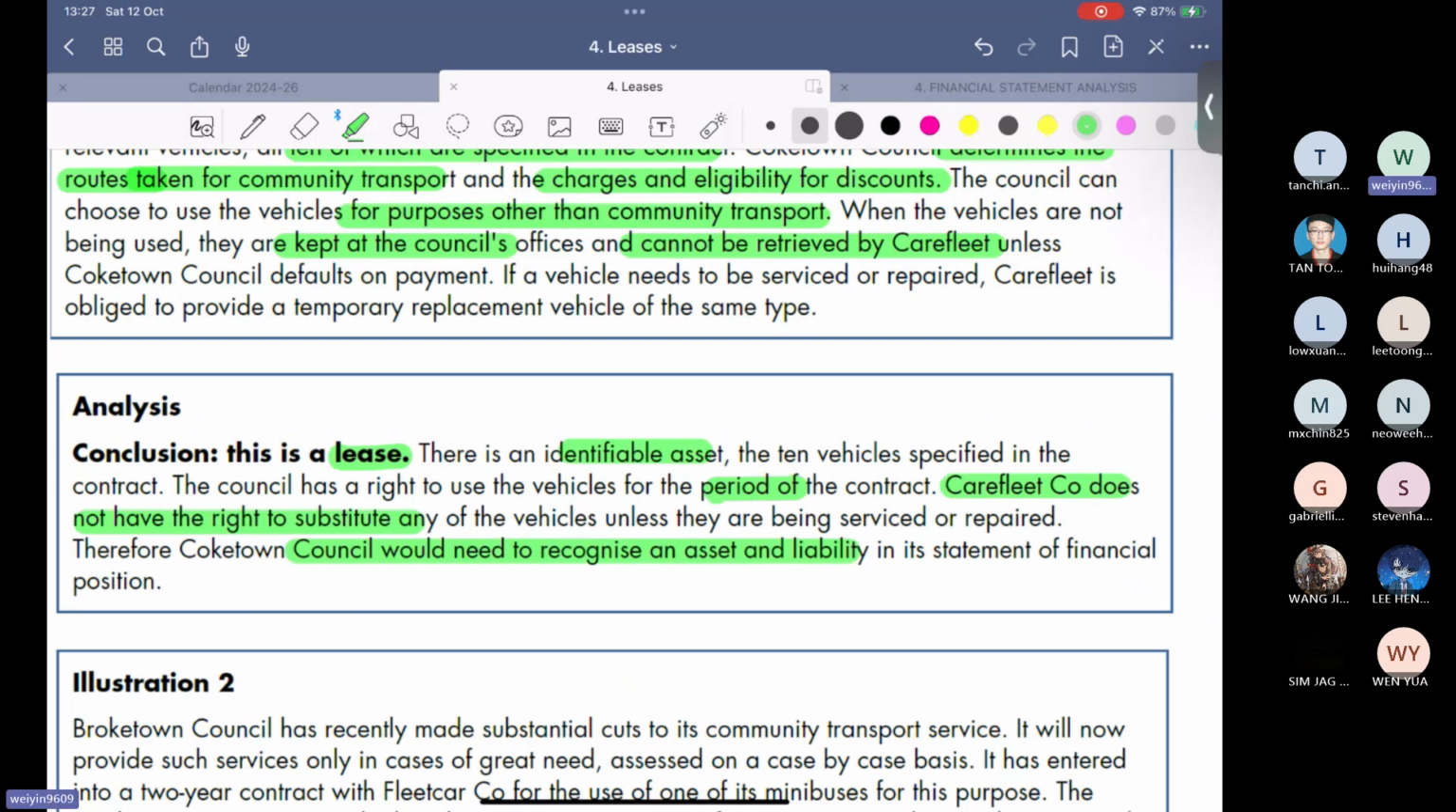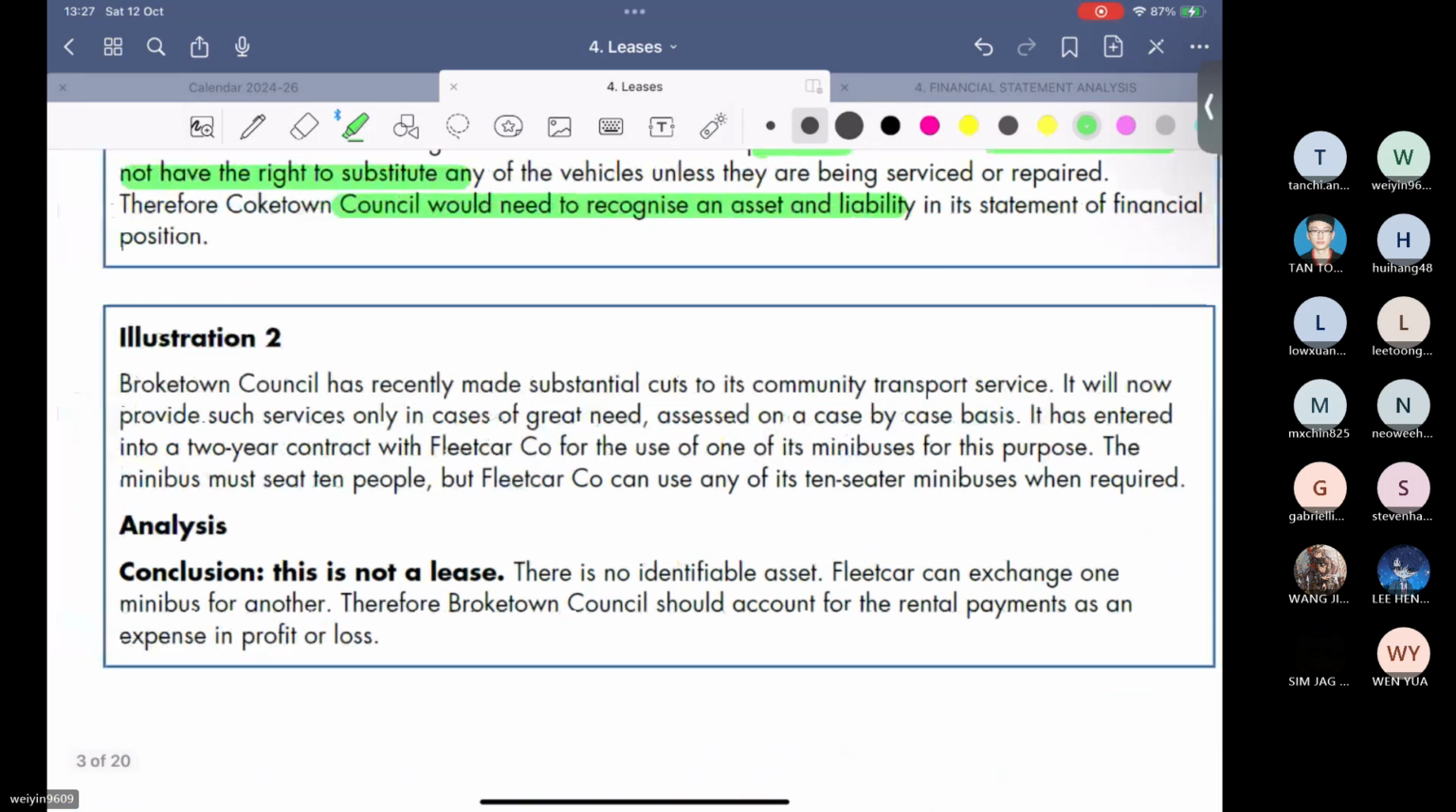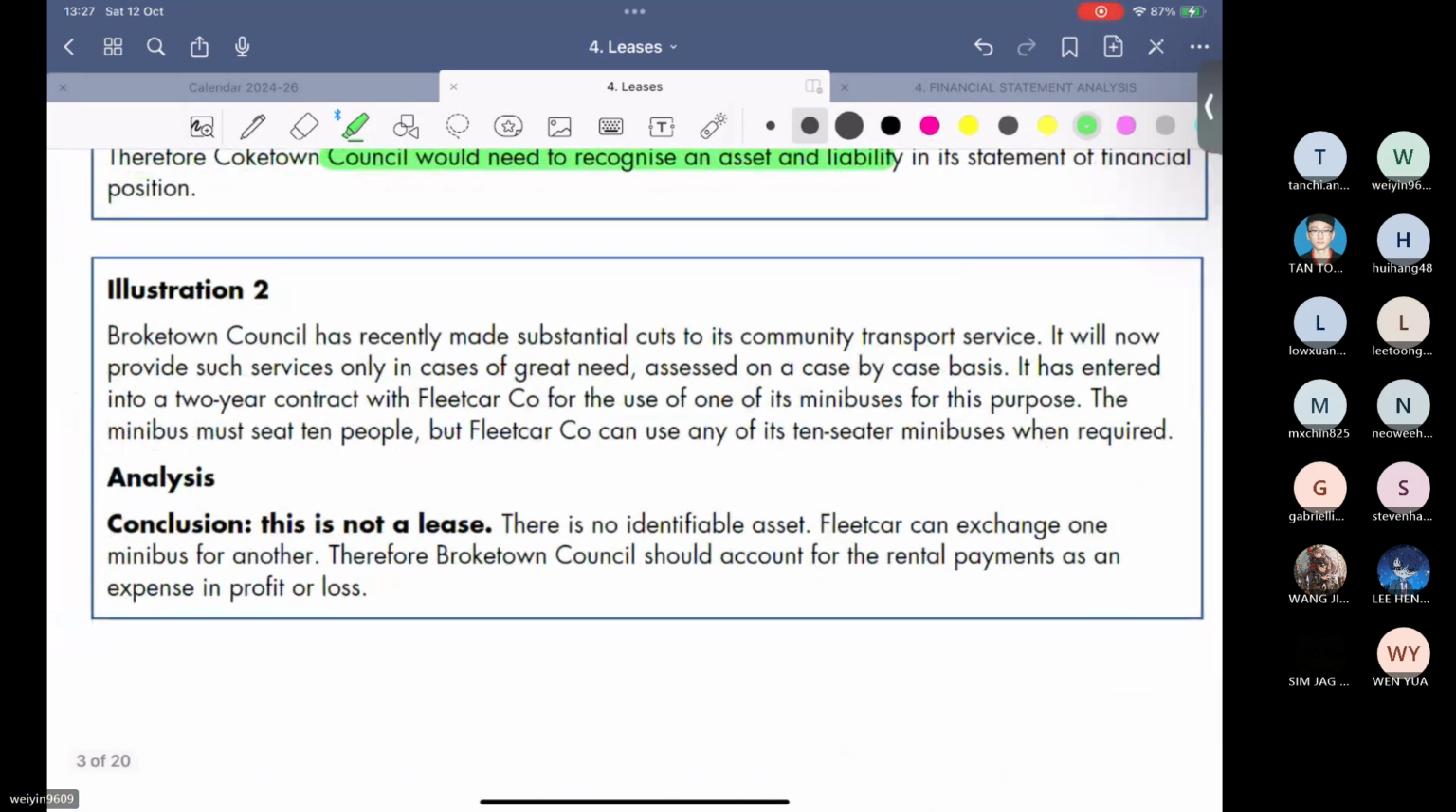So class, that's the reason I read the illustration with you, so that when you go for an exam, you really need to look at the words used by the question, because the words give you hints. Then you look at the second illustration. 2 minutes reading time. Quick one.